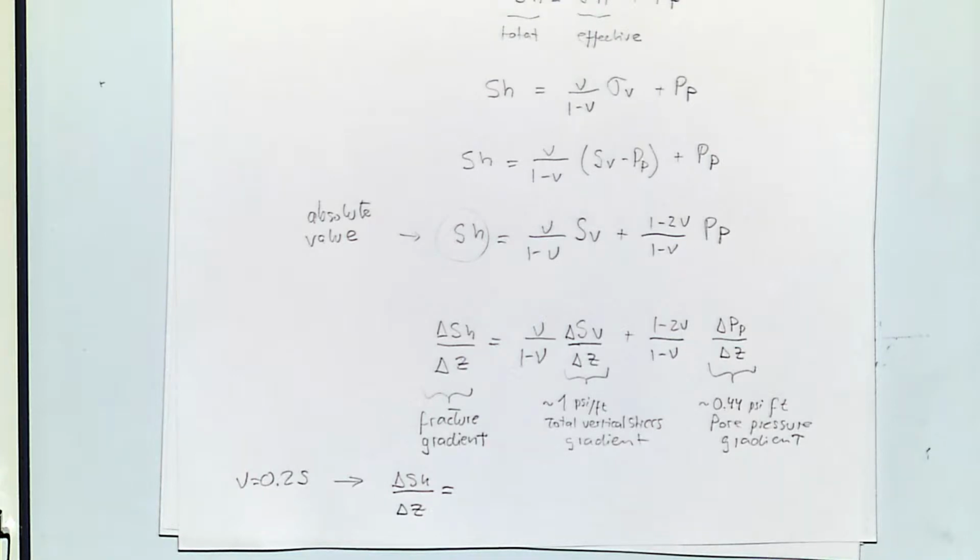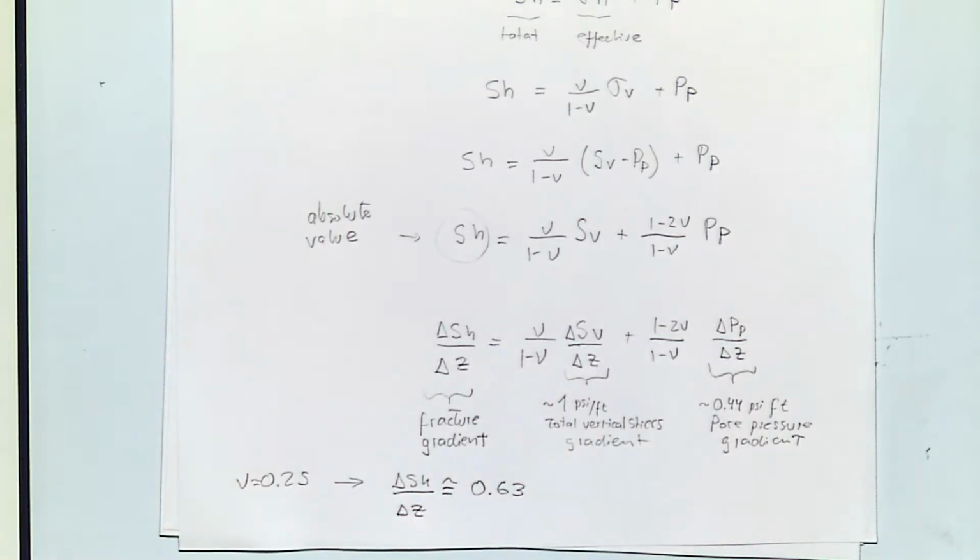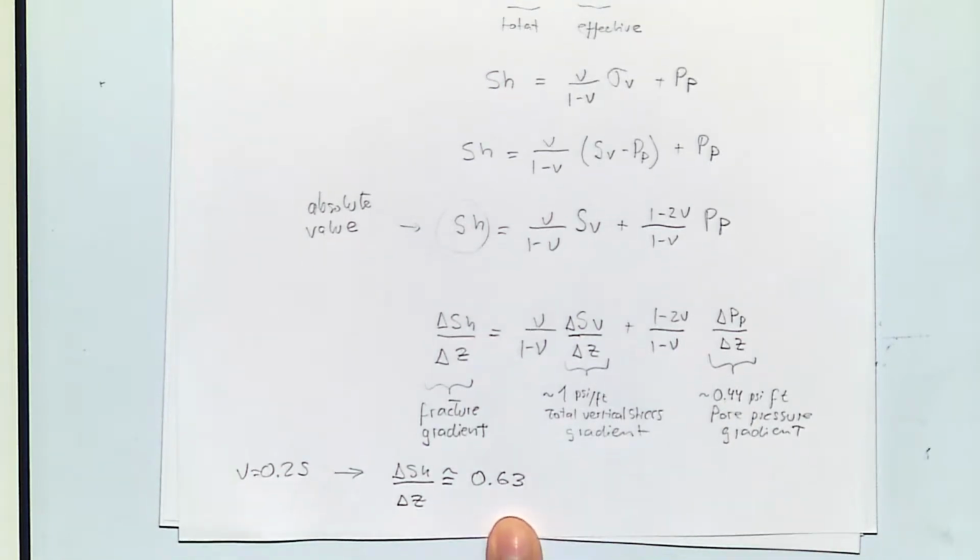0.63. Yes, that's the answer. 0.62, 0.63. And your name is? Buck Train. Okay, I found you. That's the answer, 0.63.